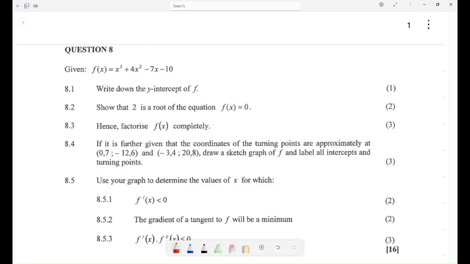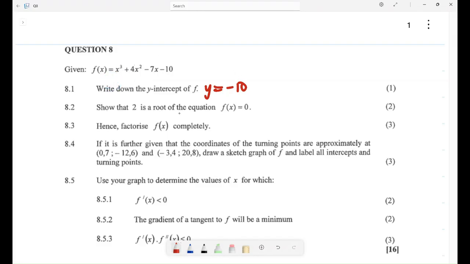Now, the first one says write down the y-intercept of f. The y-intercept of f is equal to negative 10. Why? Because for the y-intercept, you let x equal to 0. When you substitute 0 plus 0 minus 0 here, minus 10, how much do you get? You get y as negative 10. All right, I've answered that one.